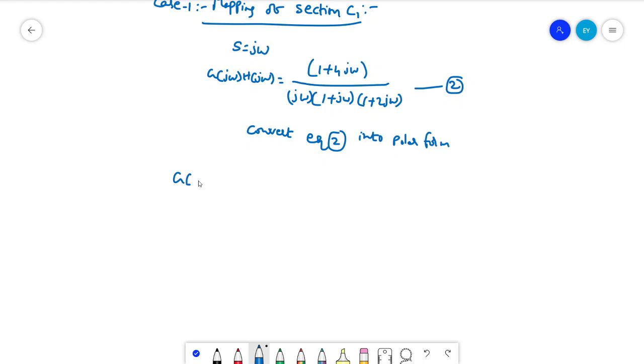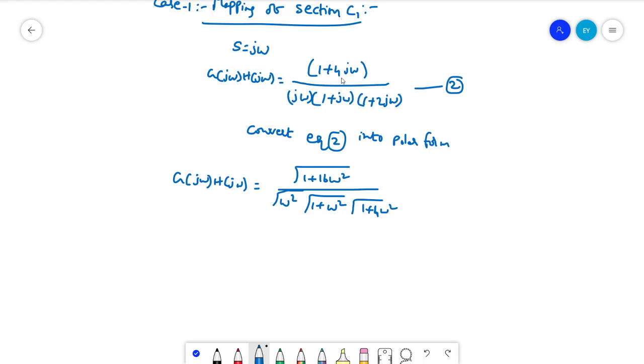So G(j omega) H(j omega) will be, in the numerator, the square root of 1 squared plus 4 squared omega squared, that is 1 plus 16 omega squared, divided by omega squared in the denominator, and then the square root of 1 plus omega squared into 1 plus 4 omega squared, since 2 squared is 4. So this is the magnitude.